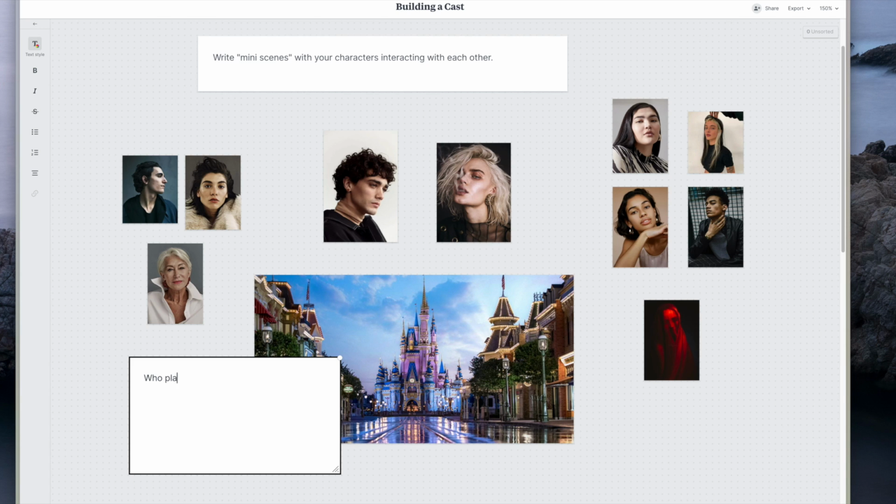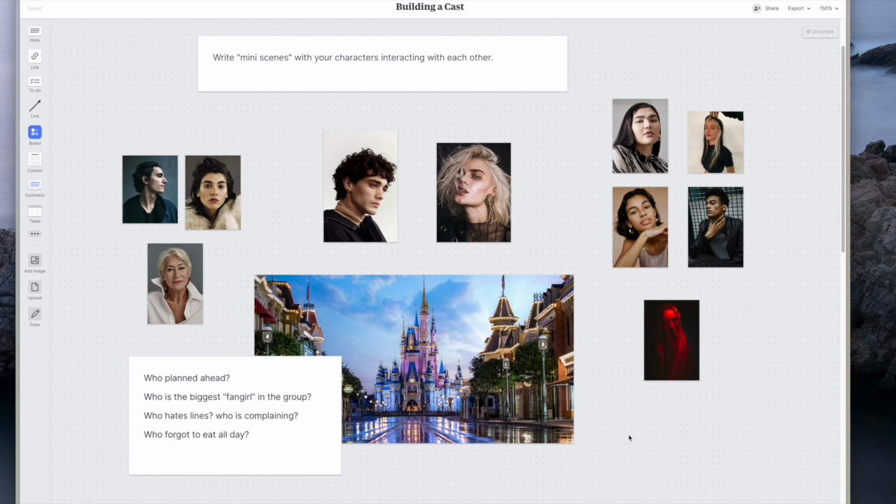But I find throwing them in Disney World to be absolutely stunning to figure out who they are and what's going on. Who planned ahead? Who is the biggest fangirl in the group? Who hates lines? Who is complaining? Who forgot to eat all day? There's so many things that you could do to make these characters come to life. And I just find these exercises so much more impactful than filling out the questionnaire.